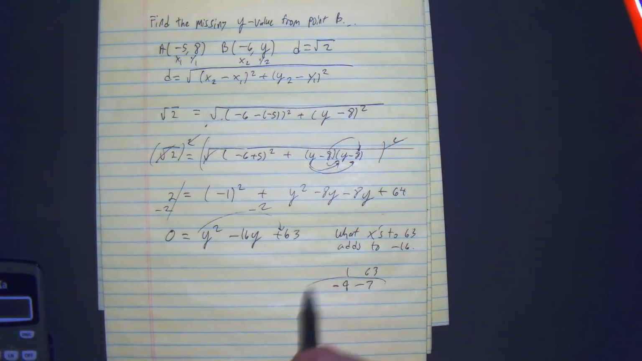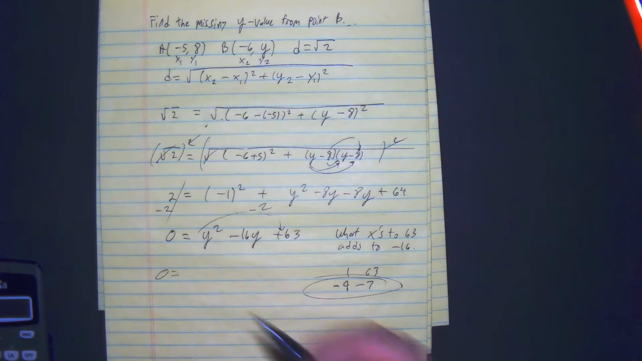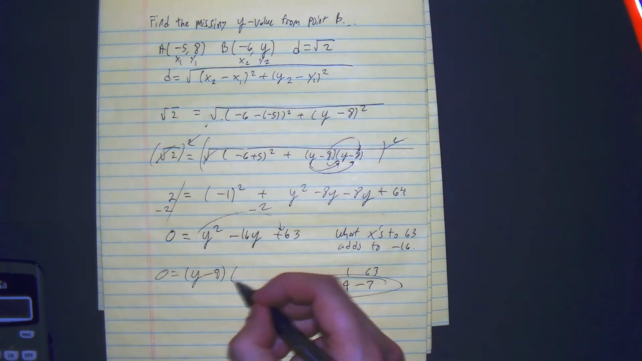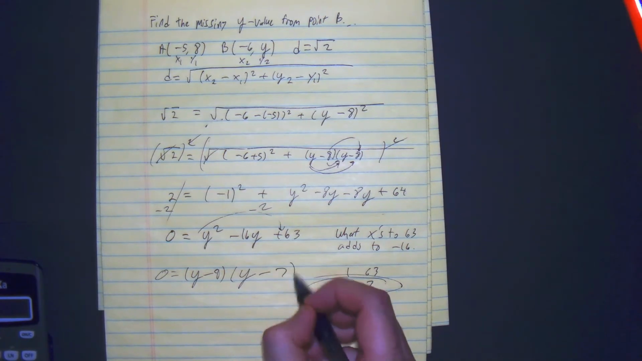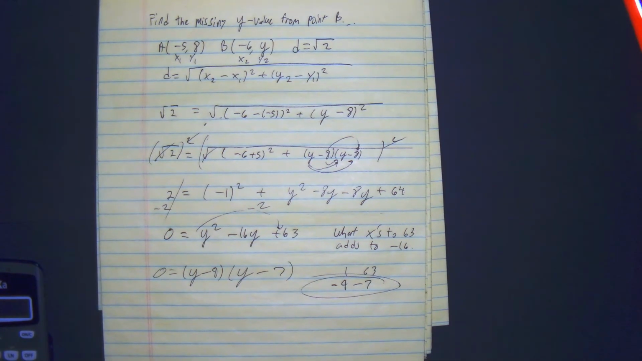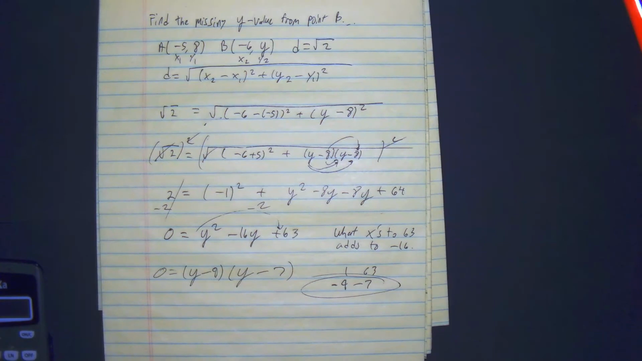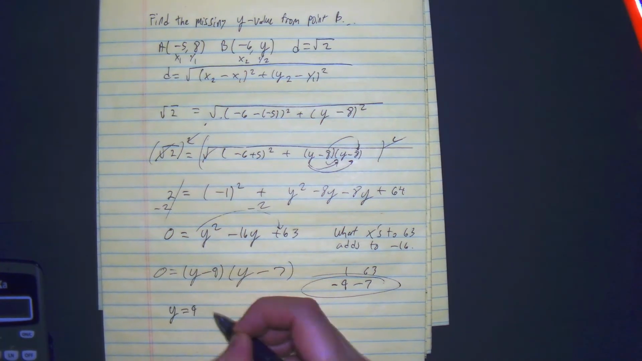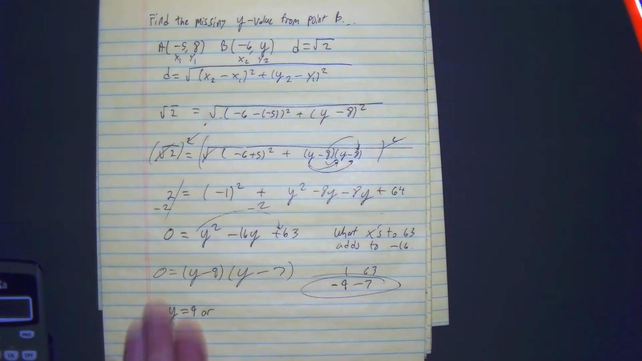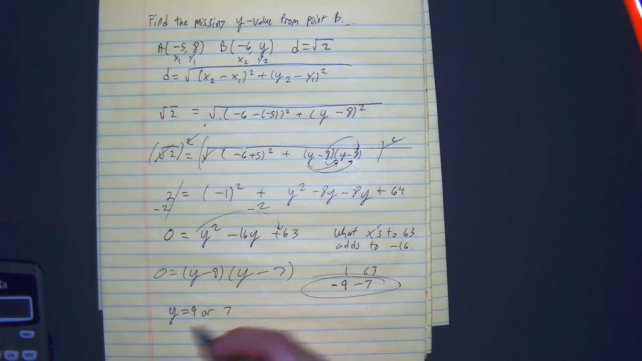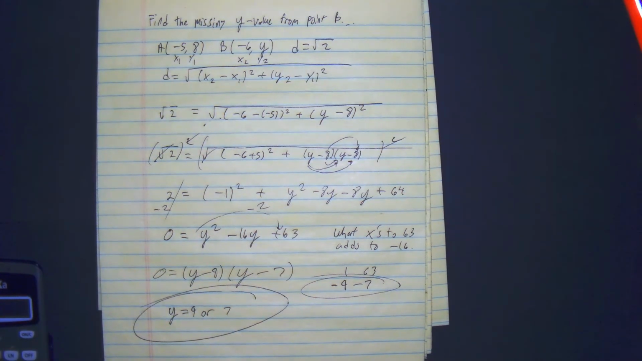Alright, so since we have our two magic numbers, 0 will be equal to y minus 9, y minus 7. If you can recall, it's going to be the opposite sign. So what you have here is y minus 9. That means y would have to be equal to 9, or set that equal to 0, you add the 7 over, so y equals 7. So y in this problem would be 9 or 7.